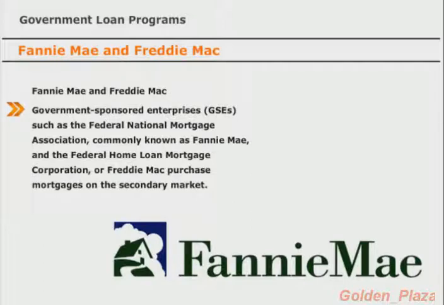The largest purchasers of mortgages on the secondary market are the government-sponsored enterprises, or GSEs, the Federal National Mortgage Association, commonly known as Fannie Mae, and the Federal Home Loan Mortgage Corporation, or Freddie Mac. These large enterprises were created by congressional charters in order to make mortgages available to more people with low and moderate incomes. They became private companies, but recently came again under federal oversight.